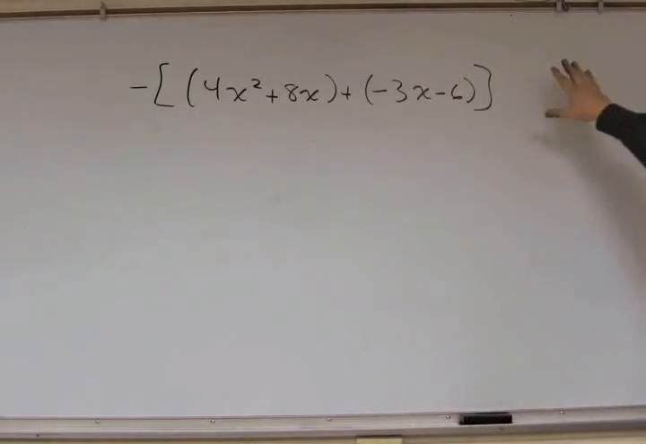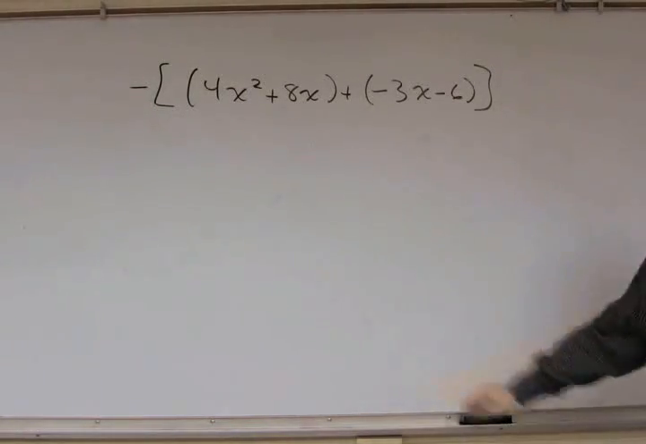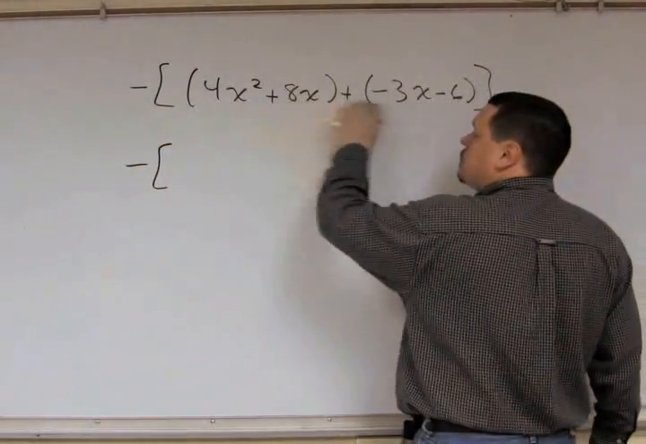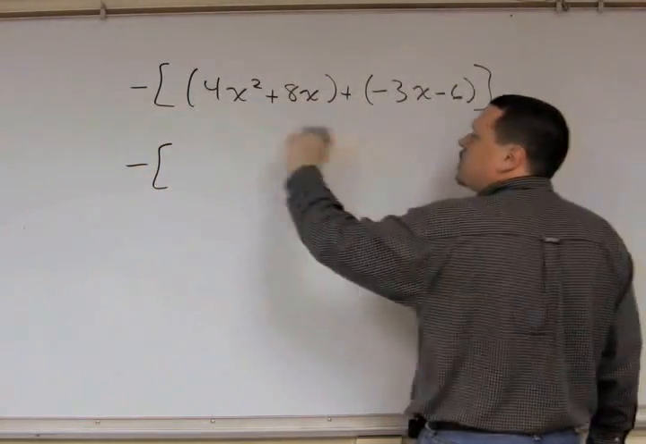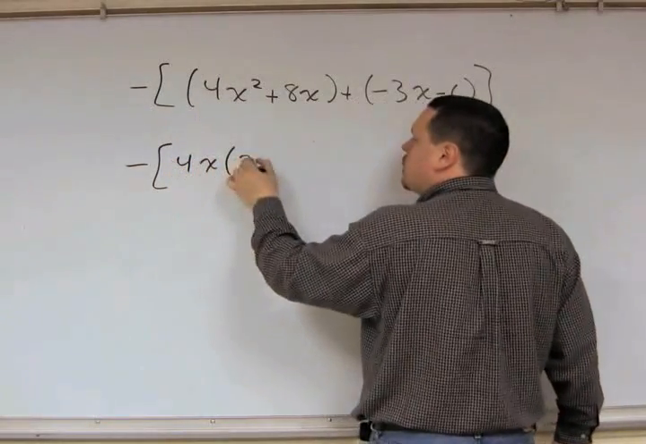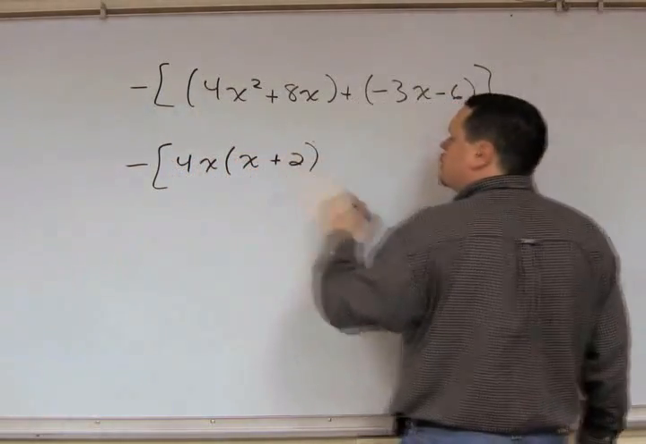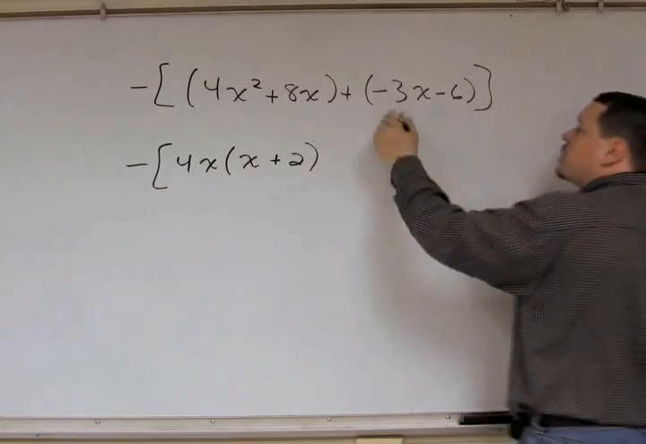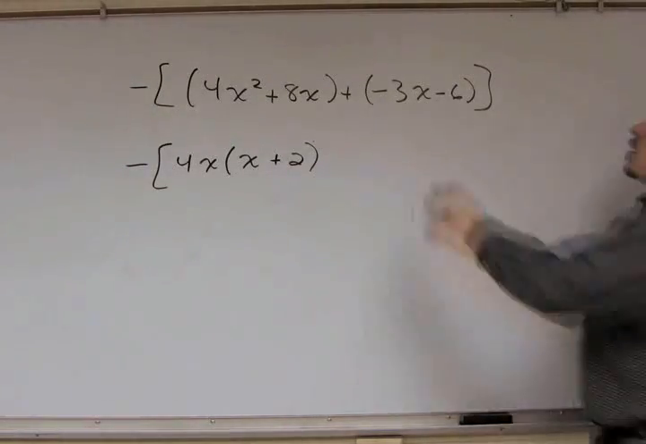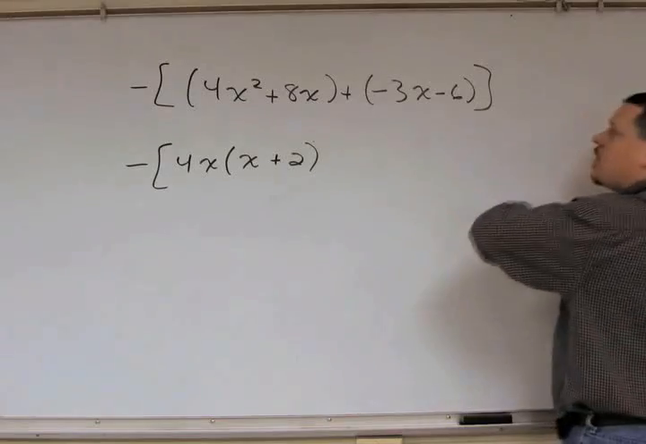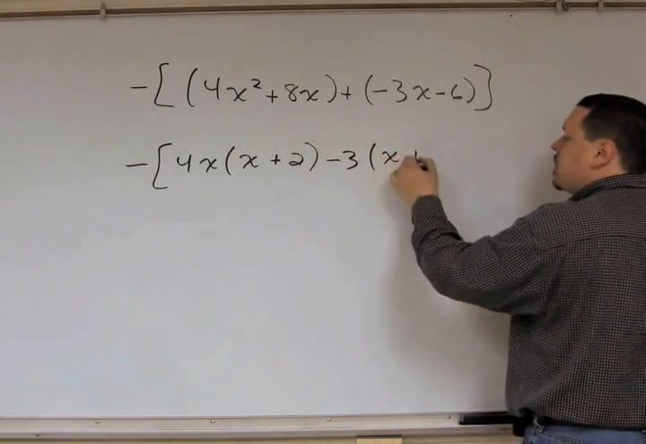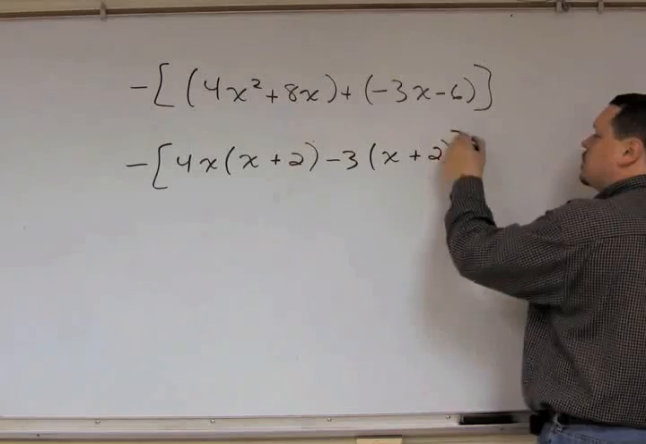Okay, I've just rewritten it up on top because I'll run out of room down there. You now want to factor out the GCF of your two parentheses. Your GCF of the first part is 4x, and what you have left over is x plus 2. Go over to your next parenthesis. Your GCF of 3x and 6 is 3. But we want to keep that negative sign with the GCF, so we're going to factor out minus 3. And what you have left over is x plus 2.